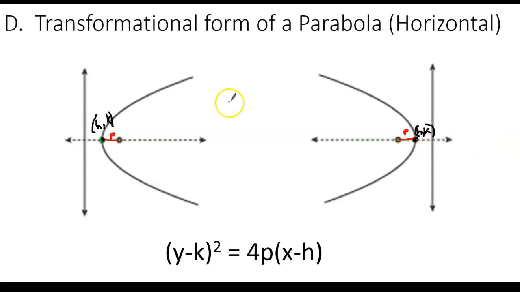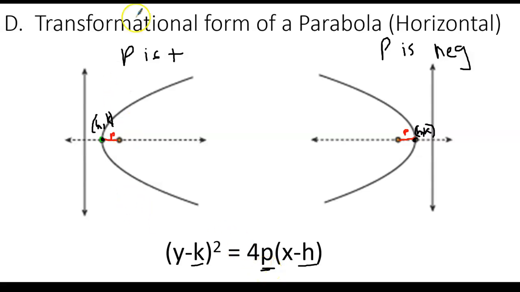Okay, so now once again, if p is positive, then your parabola will open to the right. If p is negative, then your parabola will open to the left. And this is our little formula down here. The k goes with the y, and the h goes with the x. That's the same, and the p goes with the 4 there.